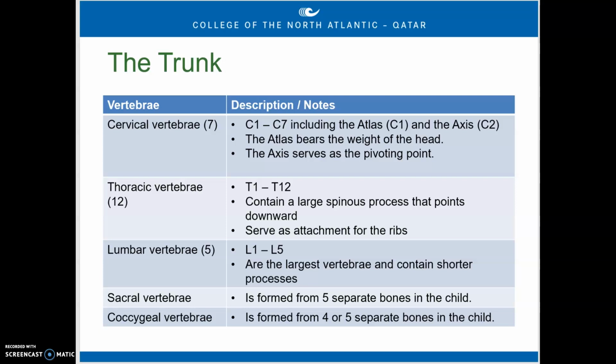location. So we're going to look first at the cervical vertebrae, which are the first 7, and we call those C1 to C7. These include C1, which is called the atlas, and C2, which is the axis. Now, the atlas is the vertebra that's going to hold all the weight of the cranium and the head, everything that's inside the head.